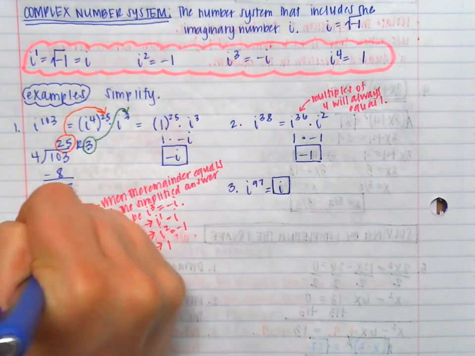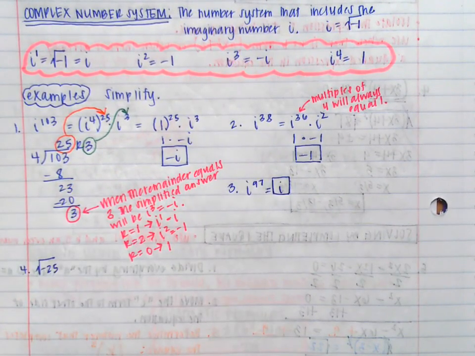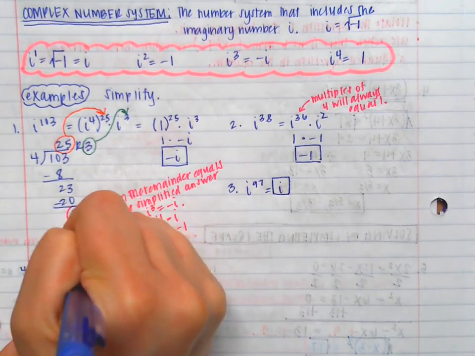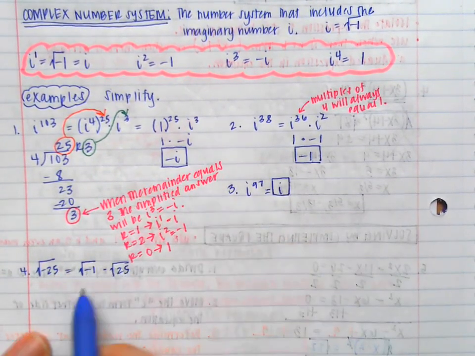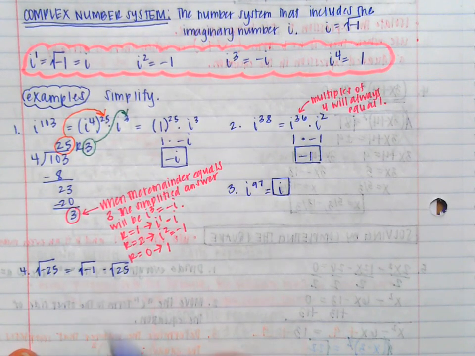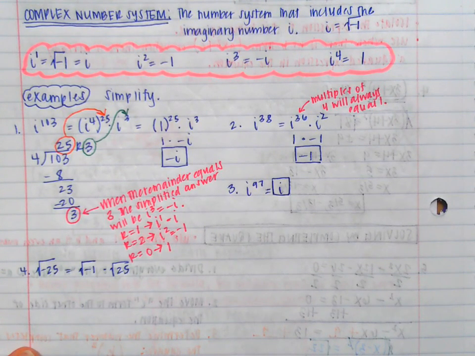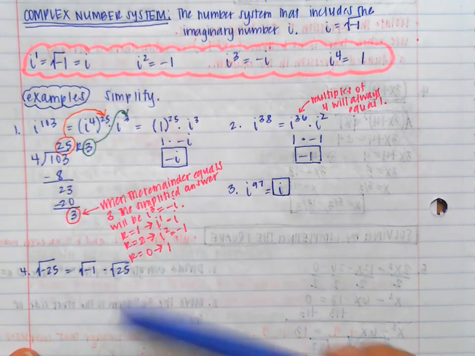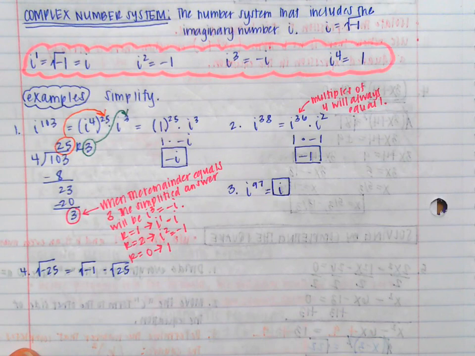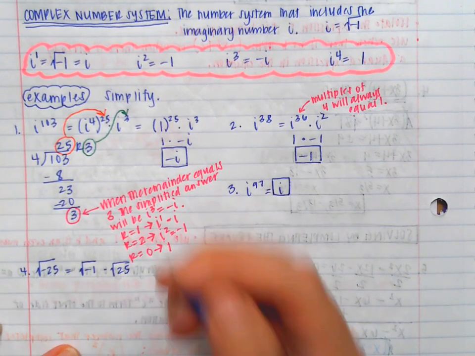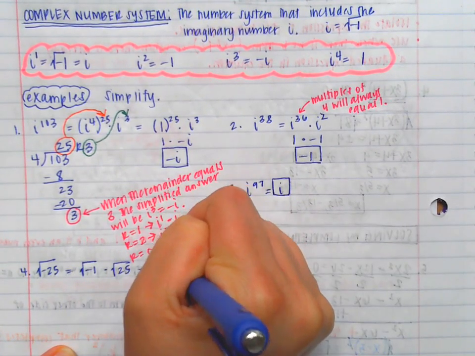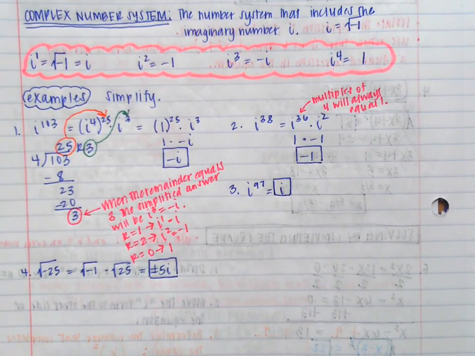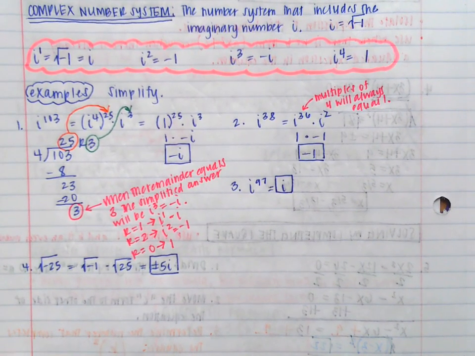So if I took the square root of negative 25, we can break this up. We know that negative 1 times the square root of 25 is the same thing, it's just broken up into 2 radicals. Well, I know the square root of negative 1 is i, and I know the square root of 25 is plus or minus 5. So together, the square root of negative 25 is plus or minus 5i. And that's it.